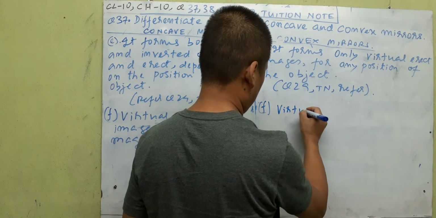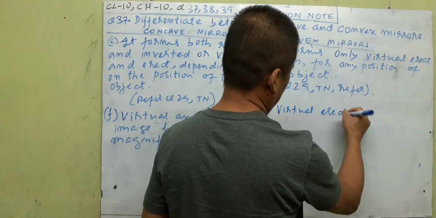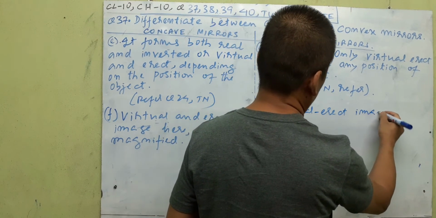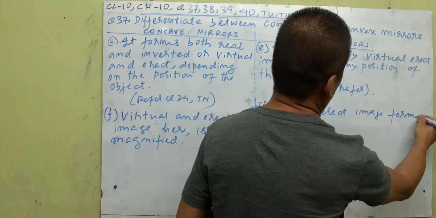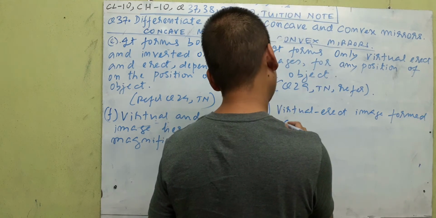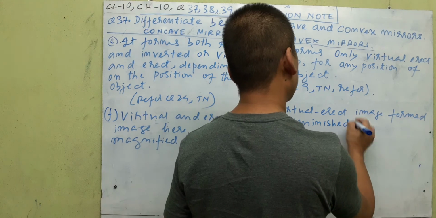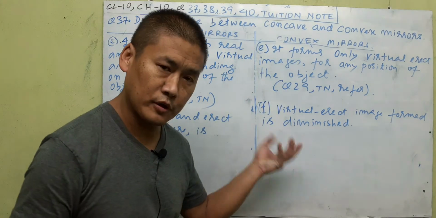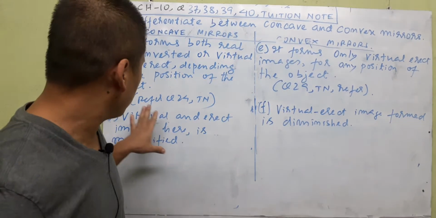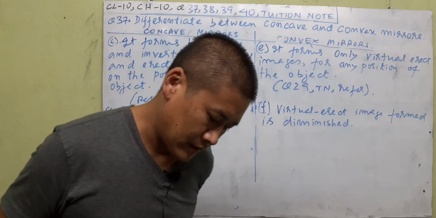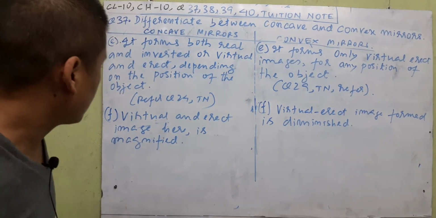But the convex mirror also forms virtual erect images only, but the image formed is always diminished. For a convex mirror, the image is always virtual erect, but the size is always smaller than the object. So this is F, the sixth point.